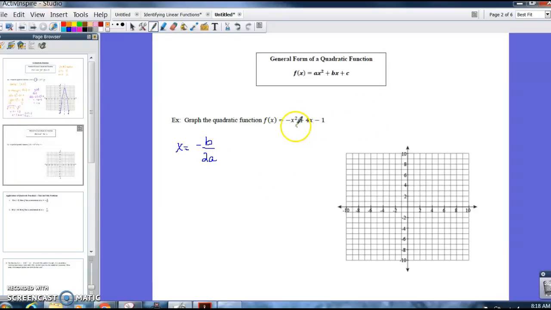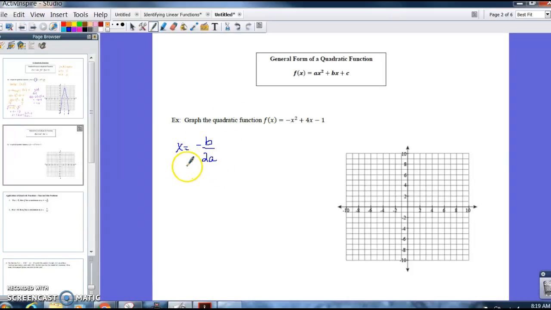And in using that, let's look first at this standard form. Remember that if A is negative, it's going to open down. If A is positive, it's going to open up. So this particular parabola opens down because A is negative, which means that I will have a maximum value. My maximum value is going to be at that vertex, and so that's what we're going to find.